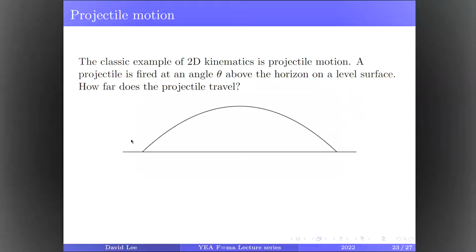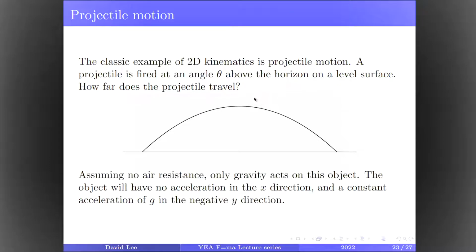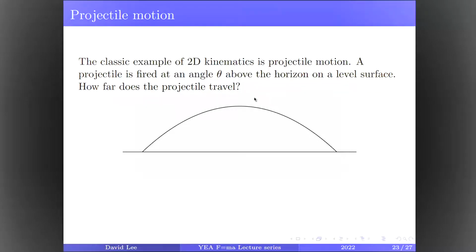Now let's go on to projectile motion. Projectile motion is a classic example of 2D kinematics. In the simplest case, we have a projectile that's fired at an angle theta above the horizon. We want to figure out things about this projectile. For example, how far does it travel?